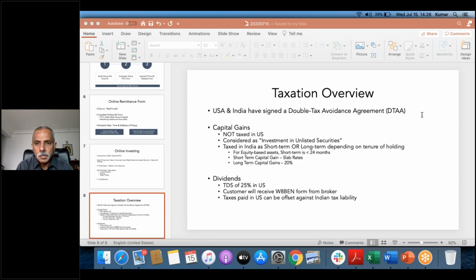At one end of the spectrum is the basic plan, which is our easiest entry plan. There is no one-time account opening fee. There is no annual subscription fee as far as the basic plan is concerned. Commissions are $3 per trade. Coming to the second plan, it is a silver plan.